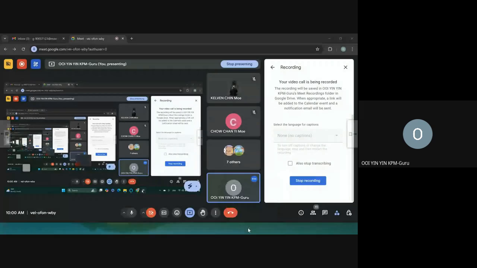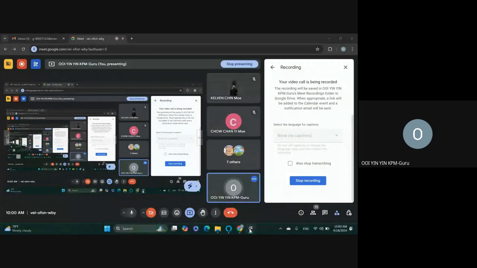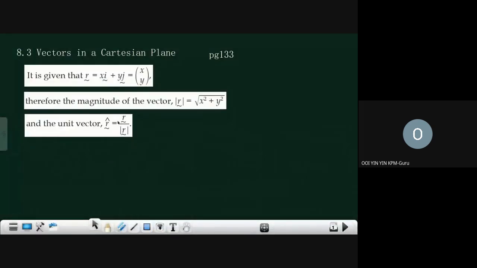Okay, let's start our lesson today. We're still in chapter 8, the last part of chapter 8, which is 8.3, vectors in a Cartesian plane. Today what we're going to learn is the way to represent a vector in a Cartesian plane.